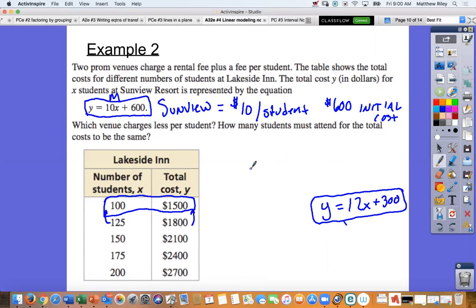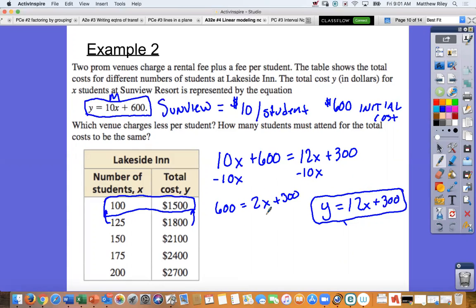All I really have to do is set them equal to each other. So I want Sunview to be the same cost as Lakeside. And then solve for x. Now I set it up as an equation here. I easily could have set this up as a system of equations, but that's what we're going to get into. Solve for x. Subtract 300.